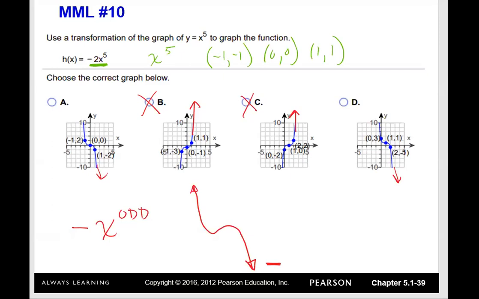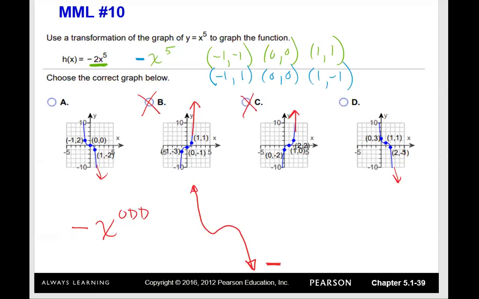And when you stick that negative in front of it, it's going to go the other way. So it's going to be -1, +1, still 0, 0, and 1, -1 now. So that's got to be A.